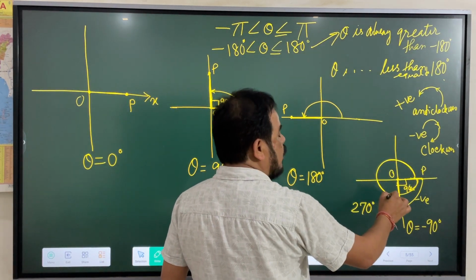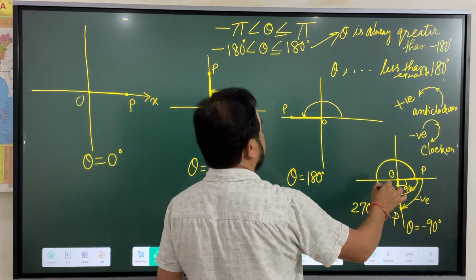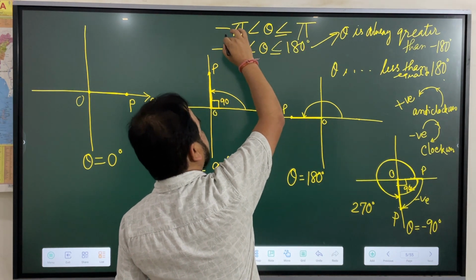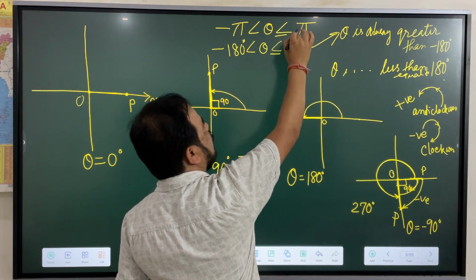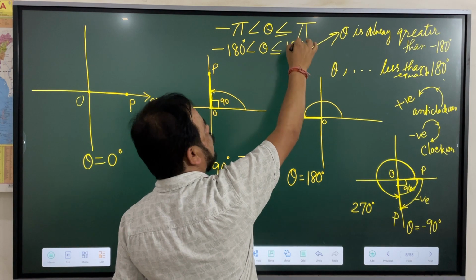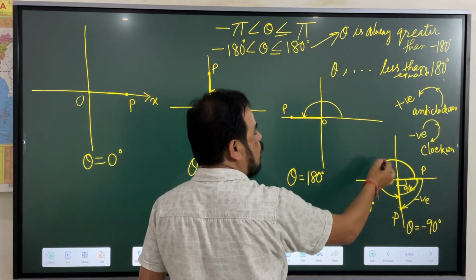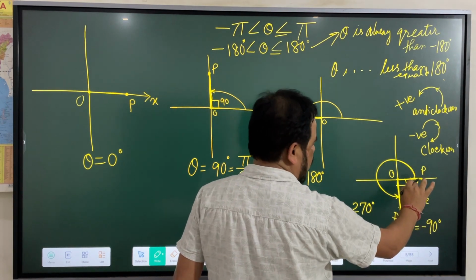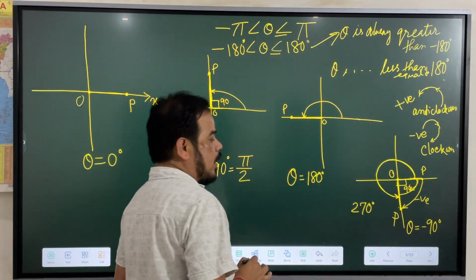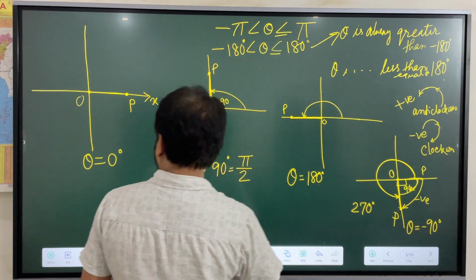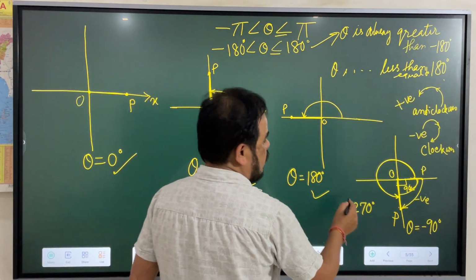This movement, why can't we do? Because it becomes 270 degree. But theta is always greater than minus 180 degree and less than or equal to 180. It cannot be 200, already I explained. It cannot be 270, so this way movement is not allowed. So that is why we have moved this way, and which will be negative. This is positive, positive, positive. This is negative.